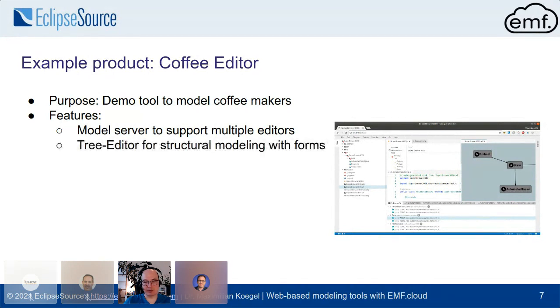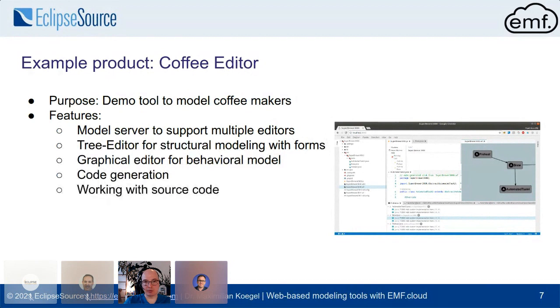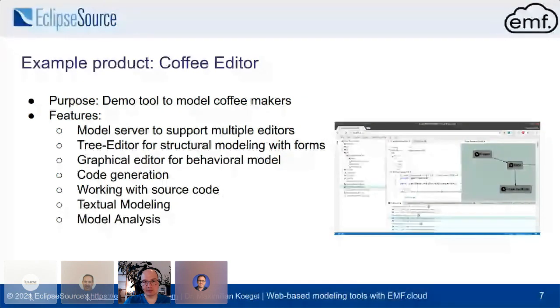There's a tree editor for structural modeling with forms. There's a graphical editor for behavioral modeling. There's code generation to generate some Java code. There's also a facility to work with the generated Java source code, so to be able to run it and debug it. And there is a textual modeling editor and a model analysis component. All of those different things I'm going to demonstrate step by step in the remainder of this presentation. And I'm always going to explain after the demonstration of the particular feature how that is realized from a technology point of view. And then we're going to move on to the next feature.